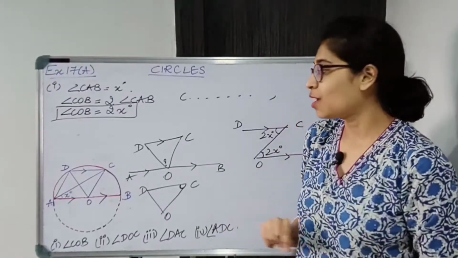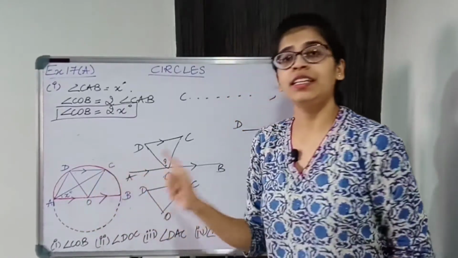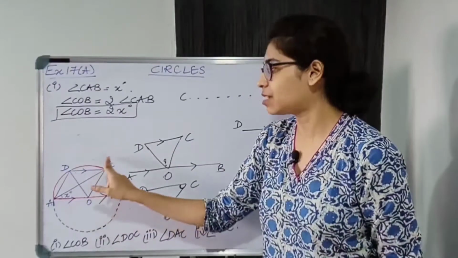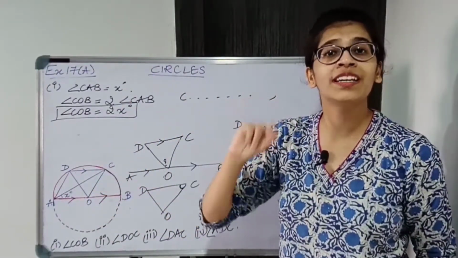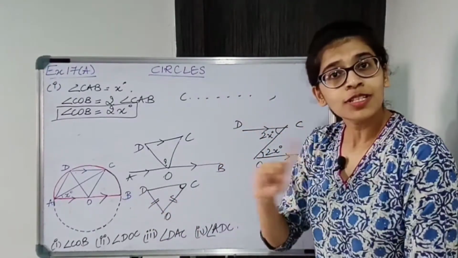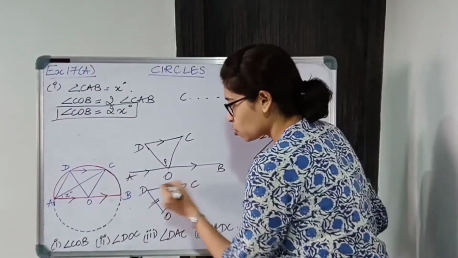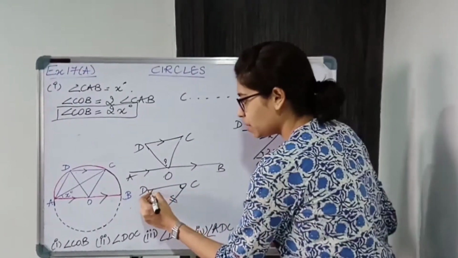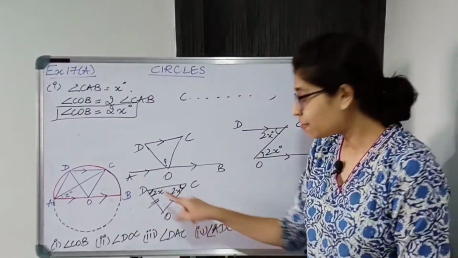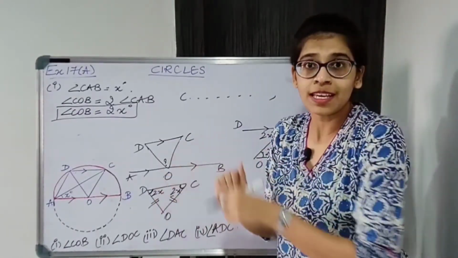Now students, observe this. OD and OC, they are radii of the circle. This is at the center, this is on the circumference, this is at the center, this is on the circumference. So OD and OC are radii. Therefore they are equal. Therefore this is an isosceles triangle, and therefore angles opposite to these sides are congruent. So OCD is 2x, so ODC will also be 2x. I know two angles. I can find angle DOC, and that too in terms of x.